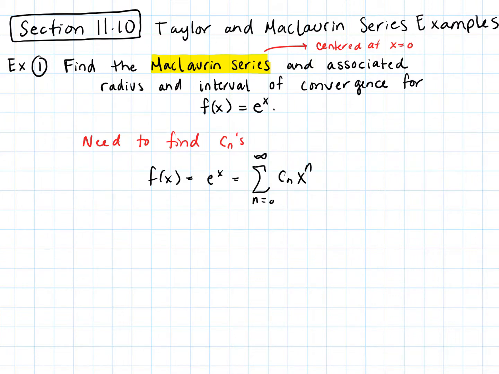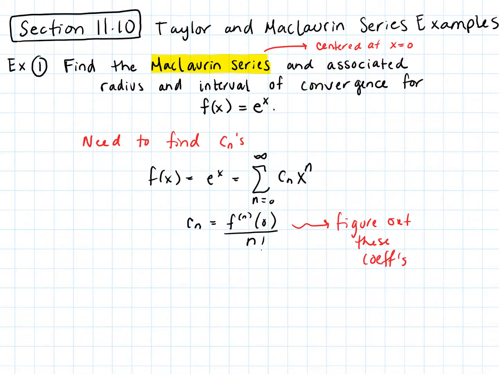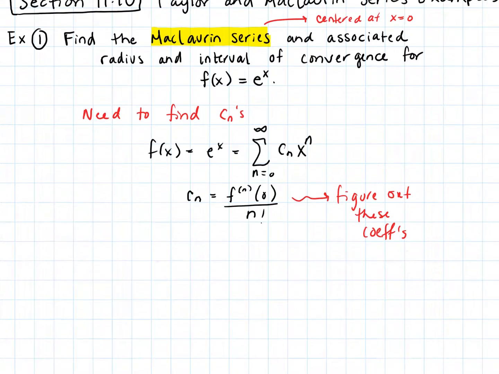So when we read Maclaurin series, we think, okay, my a is 0, that means I'm centered at 0. This will be c sub n times x minus 0 to the n, or just x to the n. So this is the case where we're looking for the nth derivative, the c sub n's, the coefficients, evaluated at 0 over n factorial. So that's the goal. We have to figure out these coefficients. That's the process. Once we've got those coefficients, once we actually have a power series representation, we'll get into the second part and look at that associated radius and interval of convergence.